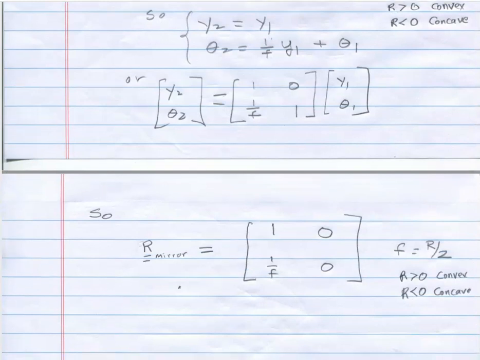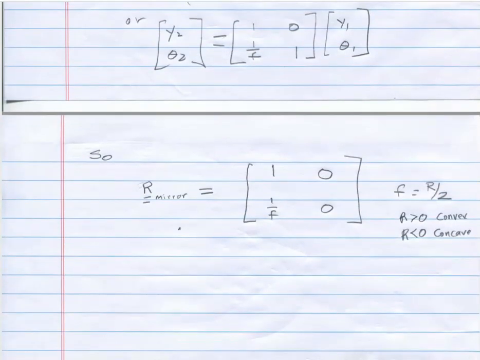So for reflection, I'll go ahead and use R for reflection of a mirror, it is the matrix 1 0 over 1 over f 1, and then f is r over 2, so some people like to write this as 2 over r. But remember, there's a sign convention. R is positive for convex mirrors, and r is negative for concave mirrors.